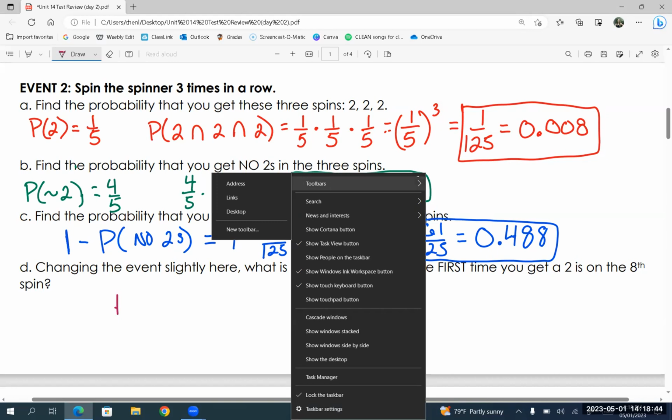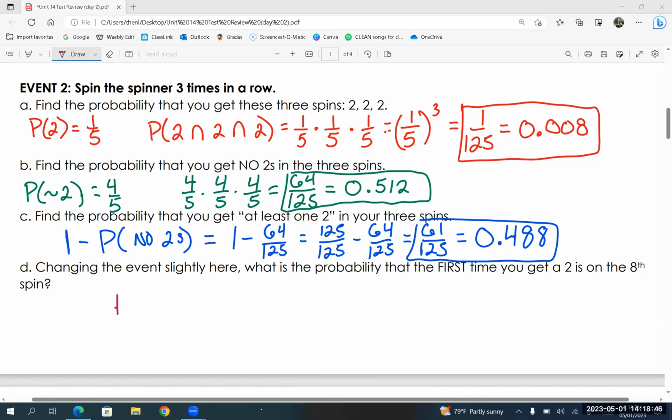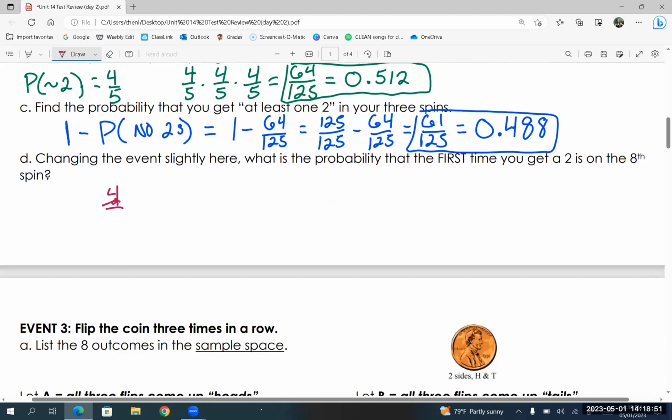Oh my goodness gracious. 4/5, more space. The eraser isn't erasing. There we go. 4/5 raised to the 7th power to represent that I spun the spinner 7 times and I didn't get a 2 any of those times. And then the last time I do get a 2, and the probability of getting a 2 is 1/5. So 7 spins of no 2s, and then on the 8th spin, I get a 2.